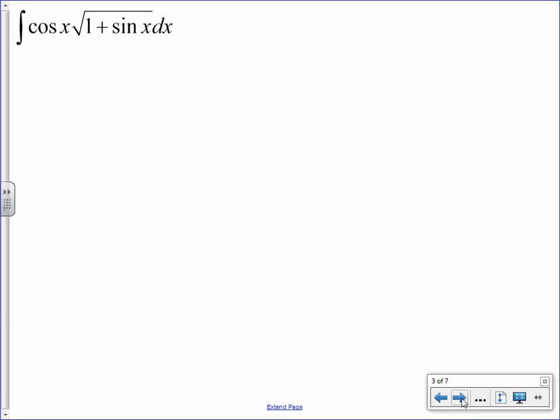Okay, let's look at another one. This one's a little more straightforward. All right. Any ideas about this one? I just want to change it to 1 plus 9. So you want me to do this? Okay. But I do see that we have a composition, and so this could be a good candidate for substitution.